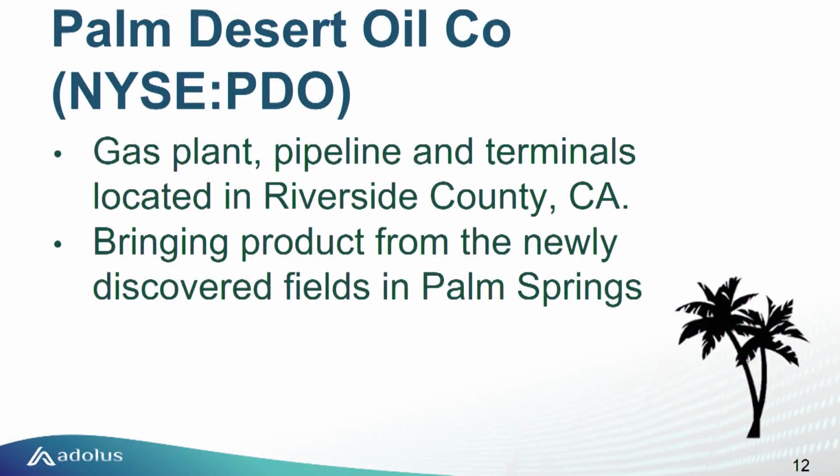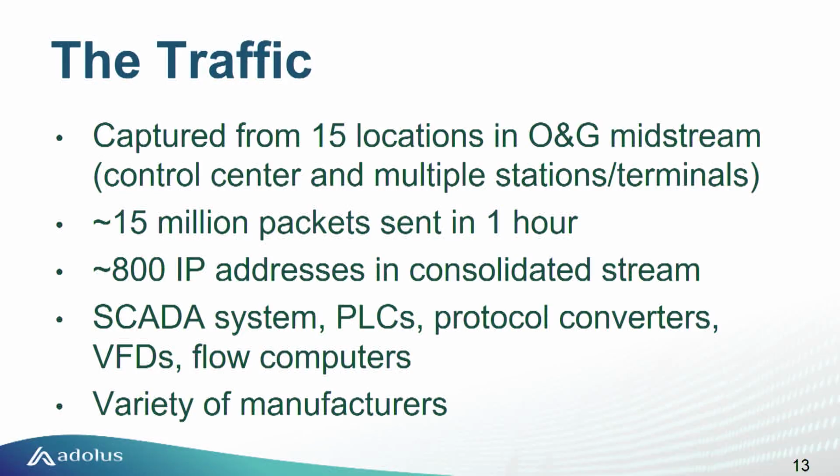Okay, so who is the supplier? Well, it's a company called the Palm Desert Oil Company. It's got a gas pipeline, gas plant, and terminals in Riverside County, and they're bringing product from the newly discovered fields in the middle of the golf courses of Palm Springs. So that's the story. That's where we got it, and we're not going to say any more than that. But really, it's captured from 15 locations. It's an oil and gas midstream company.